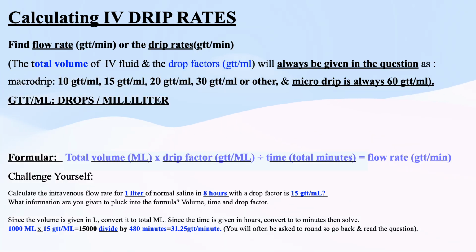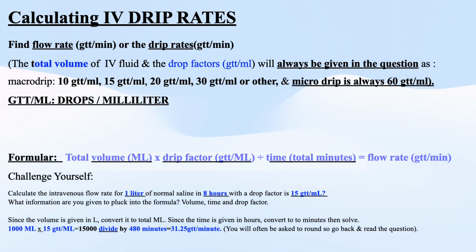So if they say that the nurse is using a micro drip set, they may not necessarily tell you it is 60 drops per minute. You are expected to know from your knowledge of drug dosage calculation that a micro drip set always delivers a drop factor of 60 GTT per ml, and that information you will need to factor into your problem. Now again, GTT per ml simply means drops per milliliter, drops for each milliliter.